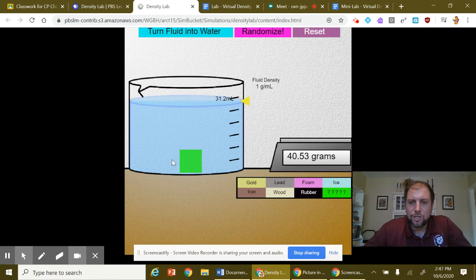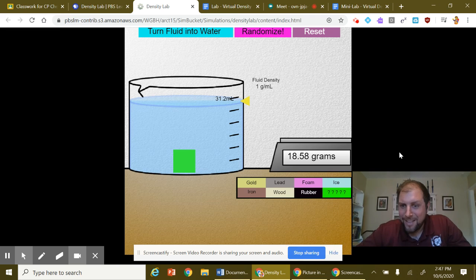Okay, this green one right here, you're going to take the mass, 18.58 grams. And you're going to take the volume. It goes from 25.5 to 31.2. So this thing has a volume of 5.7 milliliters because that's how much the water went up. And then you'll find the density of that final object. Okay? So there you go.